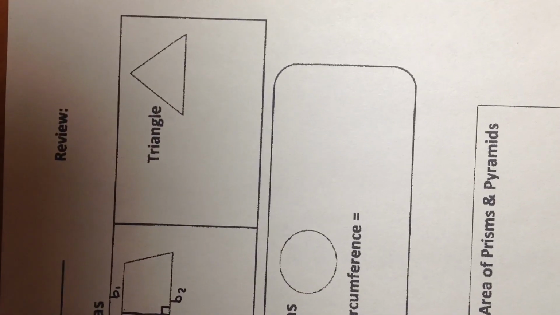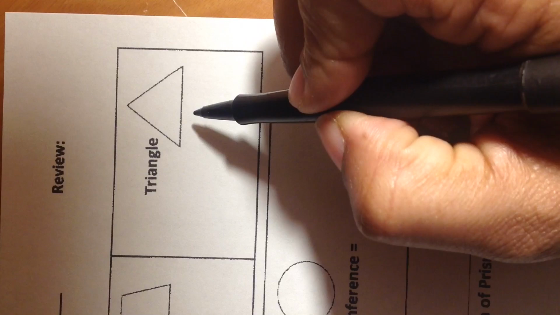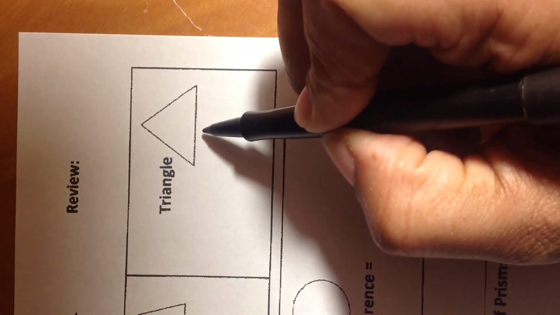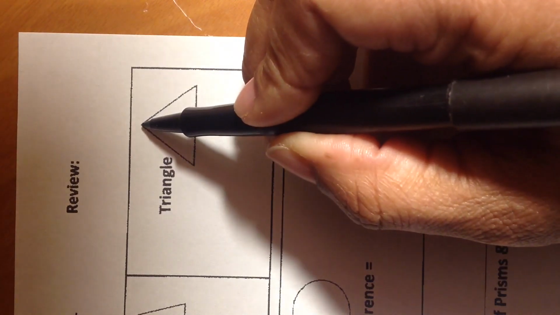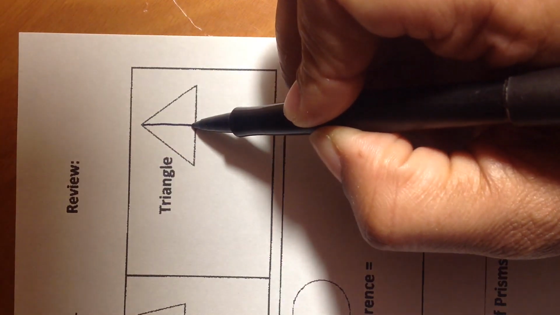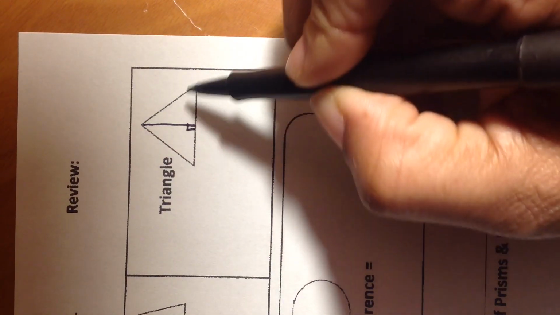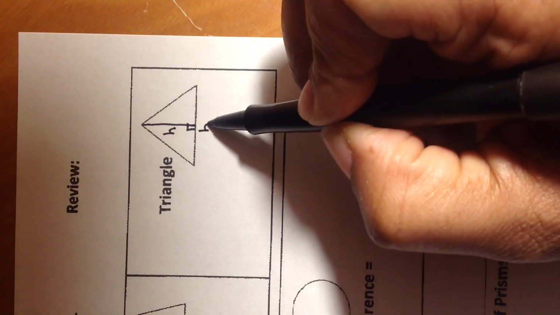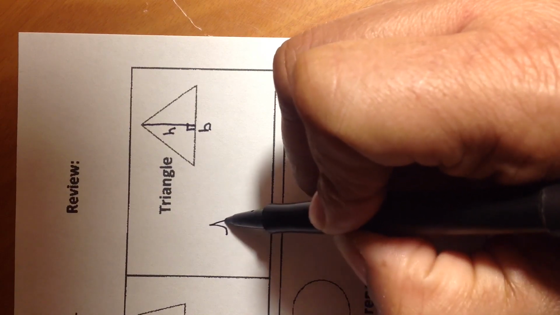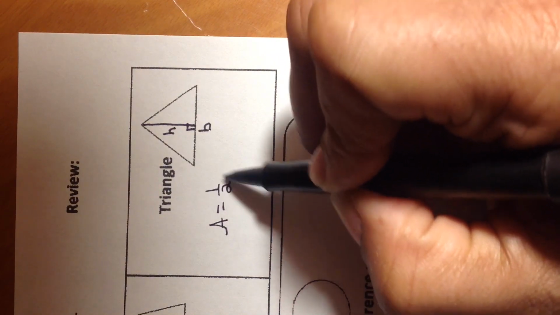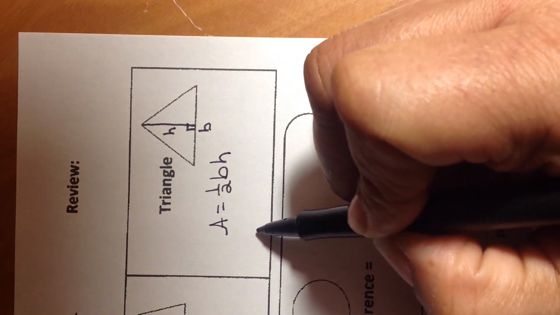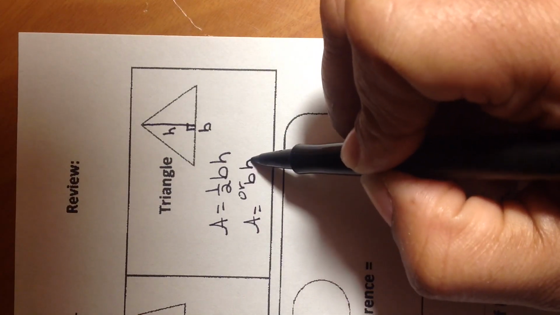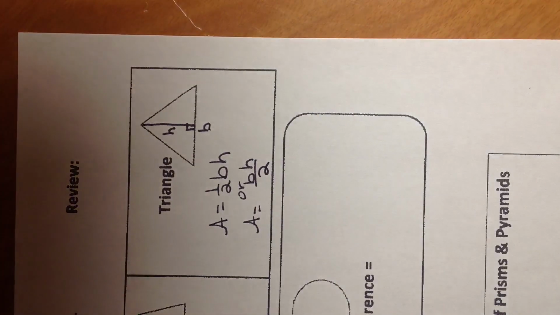Then you have the area of a triangle. Well, for this triangle, I can't really tell if it's an isosceles triangle, but I need to know, first of all, the height from top to bottom, and that height is going to be perpendicular to my base, and my base would be here. So the area of a triangle is 1/2 the base times the height, or simply, you can also write it base times height divided by 2.